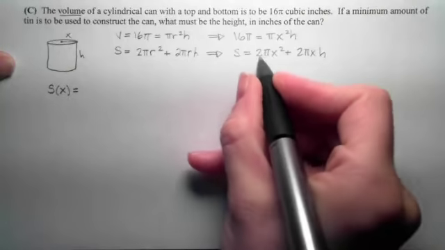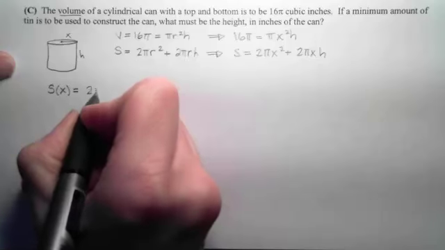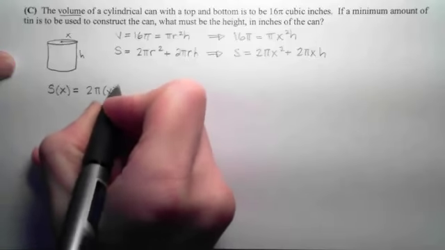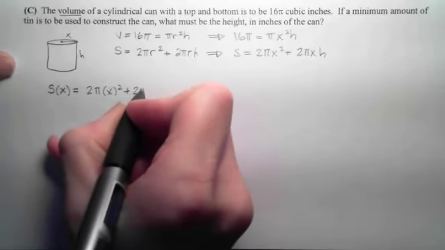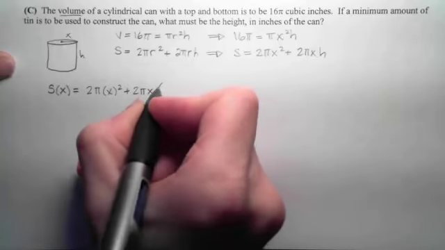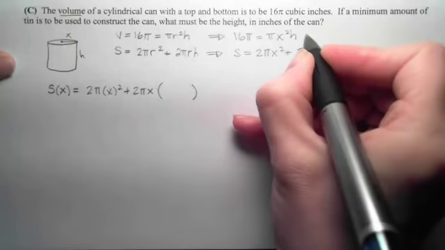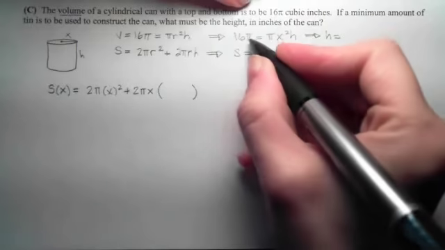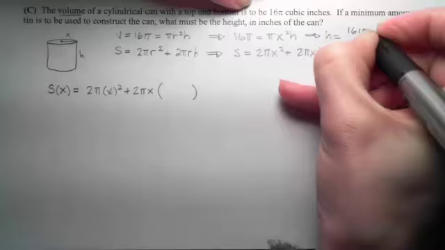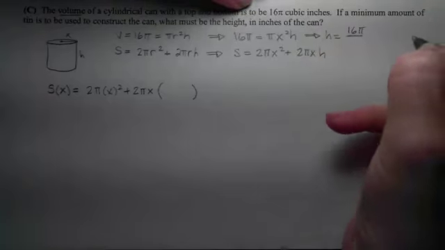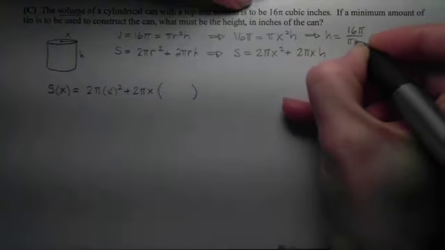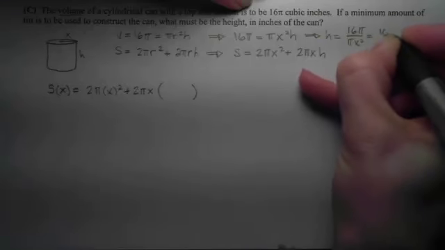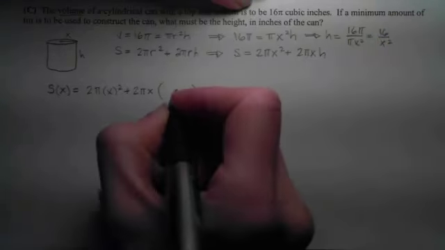So if I want to get this surface area in terms of x only, then that means I need to replace the h. So how I'm going to replace the h is I'm going to solve for h in this top equation. So if I do that, I will have 16 pi divided by pi x squared. The pi's will cancel and we'll have 16 over x squared.